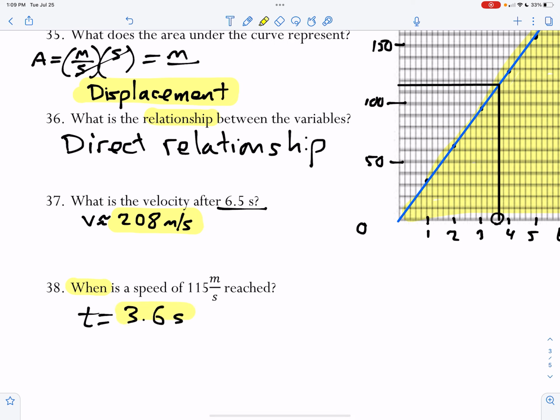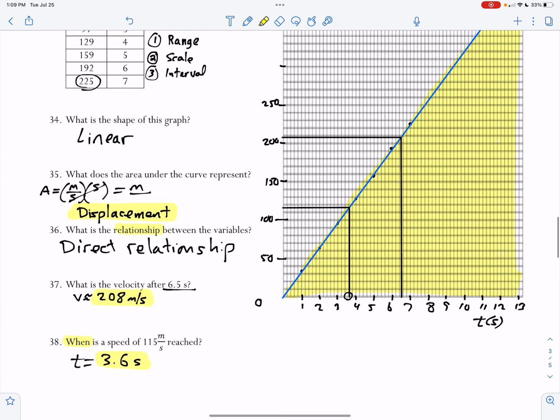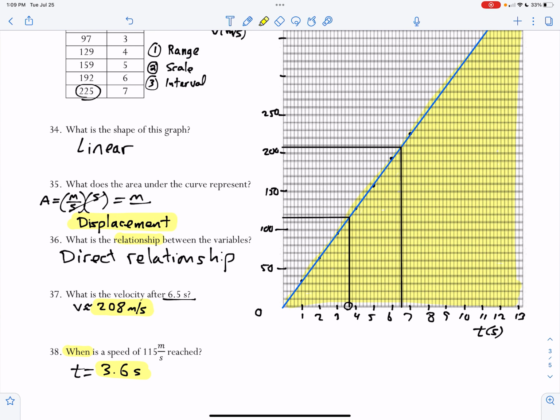So yes, we have to be able to find slope. Yes, we have to be able to calculate area. But one of the fundamental ideas of graphing is to also be able to take particular information on a graph and just read the information off the graph. That's also very important.